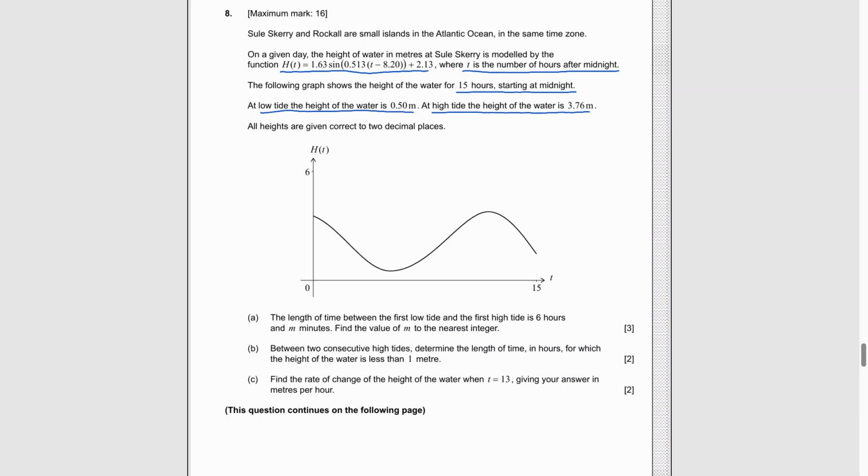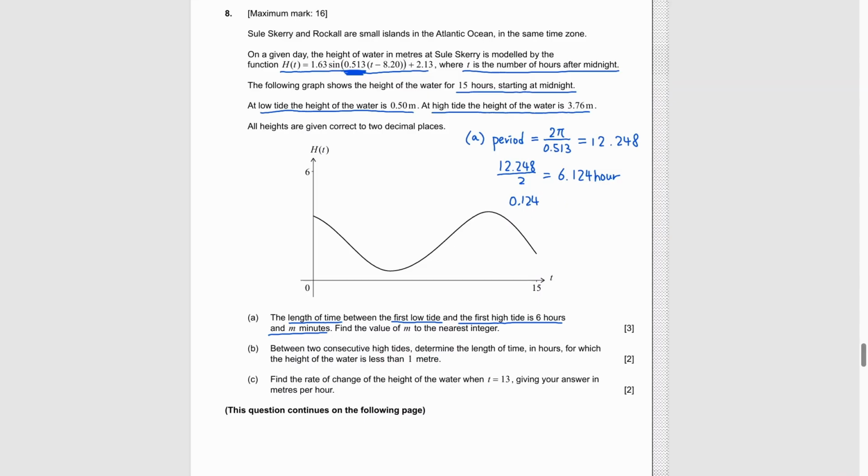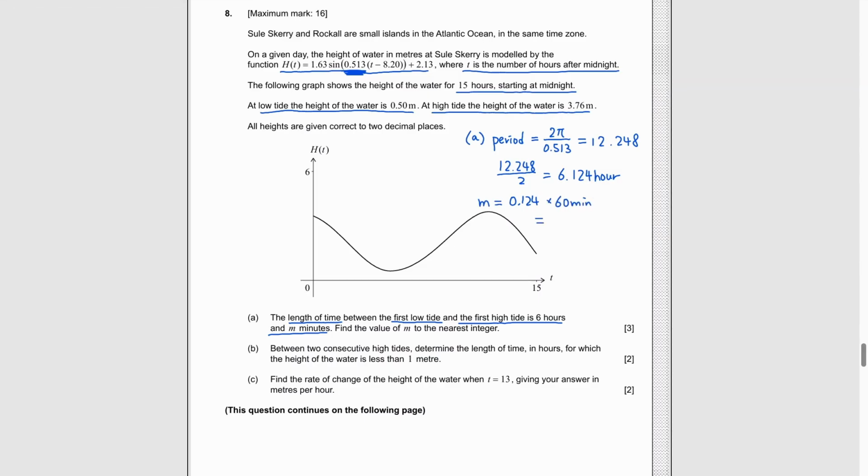For part A, we know that the time between the first lowest point and the first highest point is 6 hours and m minutes, and we want to find m. First, we find the period of the function by looking at the constant that multiplies t inside the sine function. The period is just equal to 2 pi divided by that constant. This gives a period of 12.248 hours. The time between the first lowest and highest points is half of a period, which is 6.124 hours. The decimal part, 0.124 multiplied by 60, rounds to 7 minutes.